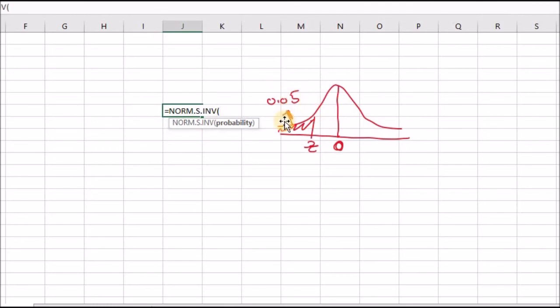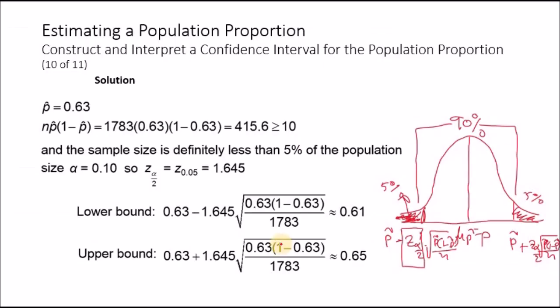And it's going to ask about the probability. The probability is the area to the left of the number that I want to find. So 0.05 and enter. So that is the negative value, and the positive value is going to be on the other side, and it is going to be similar. So we found out that z sub alpha divided by 2 is 1.645. So on this side, it is negative 1.645, and on this side it is going to be 1.645.